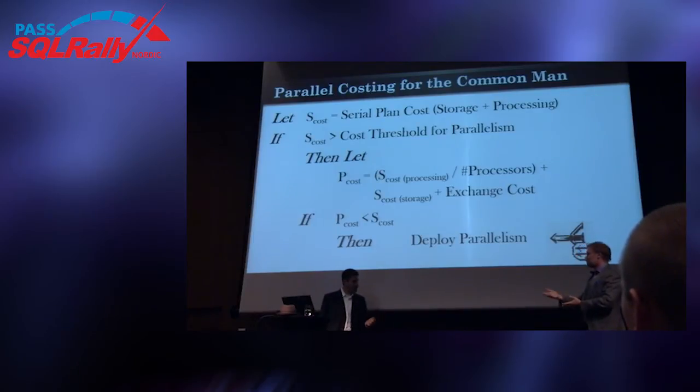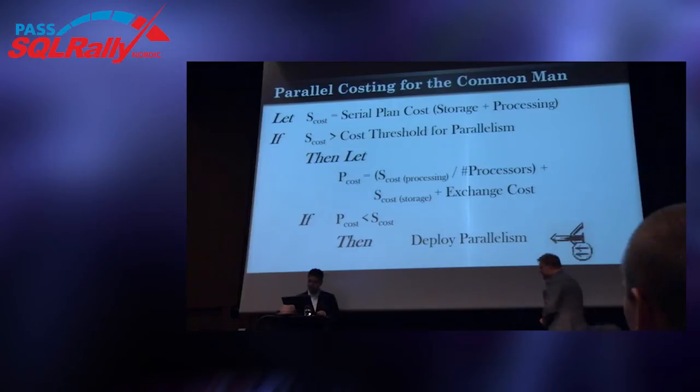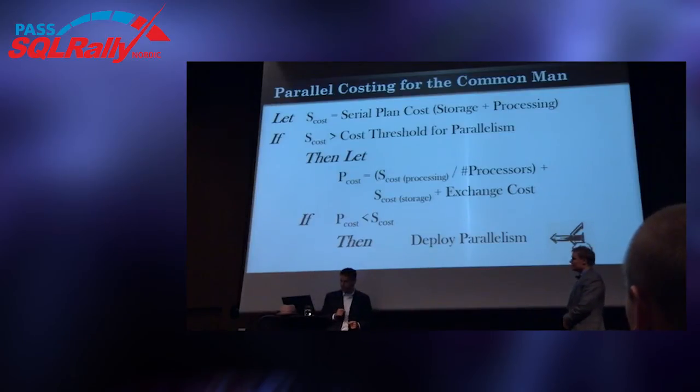Shall I go ahead and go through this? Please do. Enlighten us. Before we can even get a parallel plan to run and hopefully be optimal, we need the optimizer to be willing to give us a parallel plan. So here's how it works.